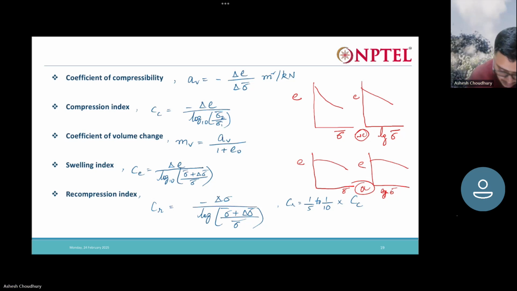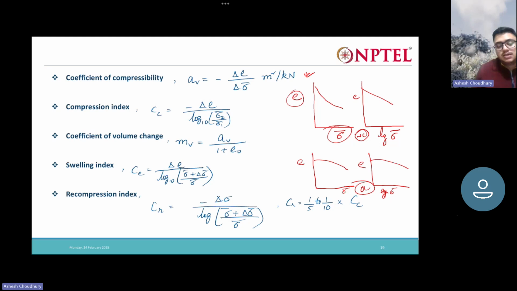Now, what is the coefficient of compressibility? The coefficient of compressibility is nothing but the slope of the E versus effective stress curve. So remember these things, for all these parameters we have to remember. What is the coefficient of compressibility? It is the slope of the void ratio E versus effective stress plot.